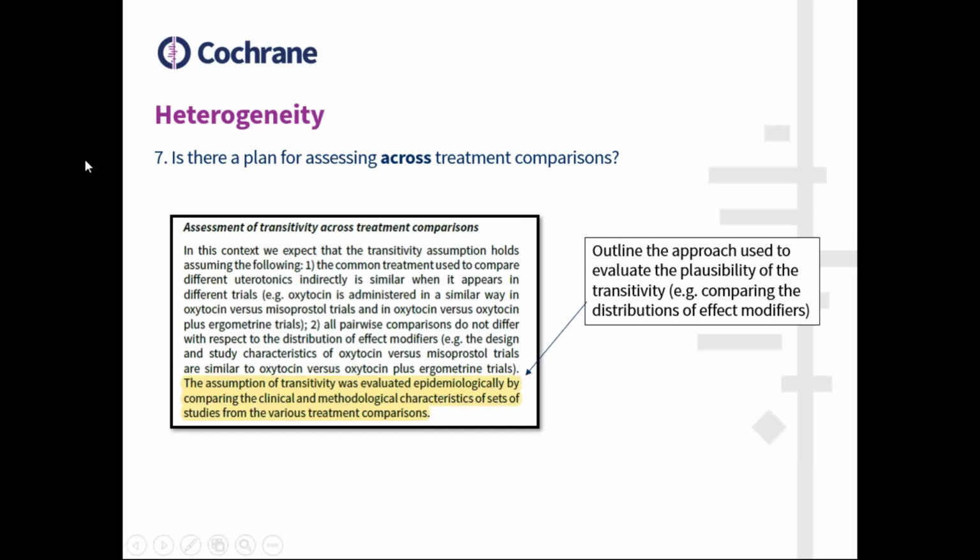So for heterogeneity, is there a plan for assessing across treatment comparisons? So it's important to assess transitivity across treatment comparisons. And as you can see, the highlighted text here suggests the assumption of transitivity was evaluated epidemiologically by comparing the clinical and methodological characteristics of sets of studies from the various treatment comparisons.